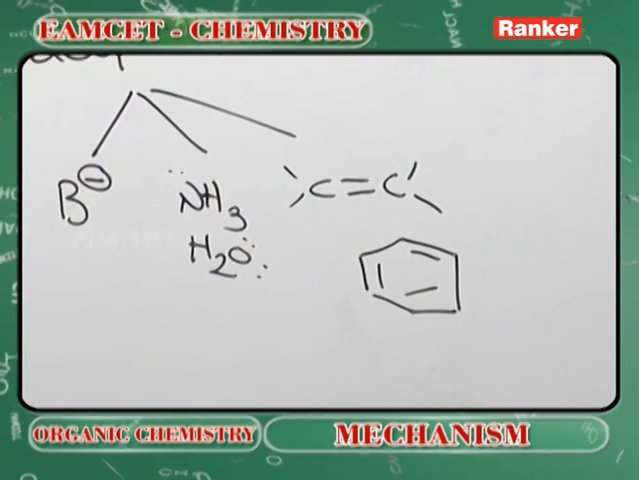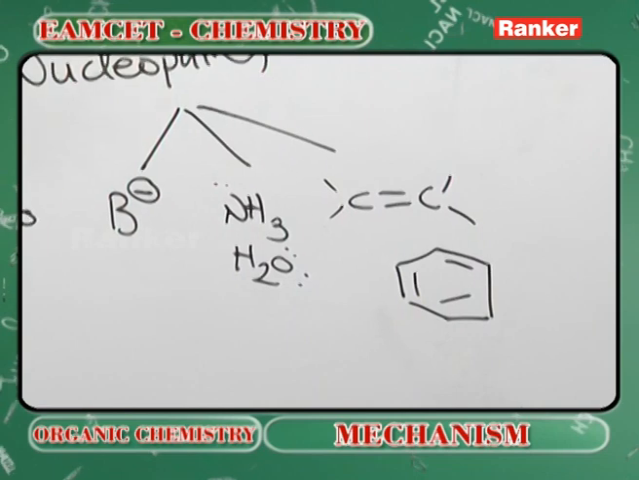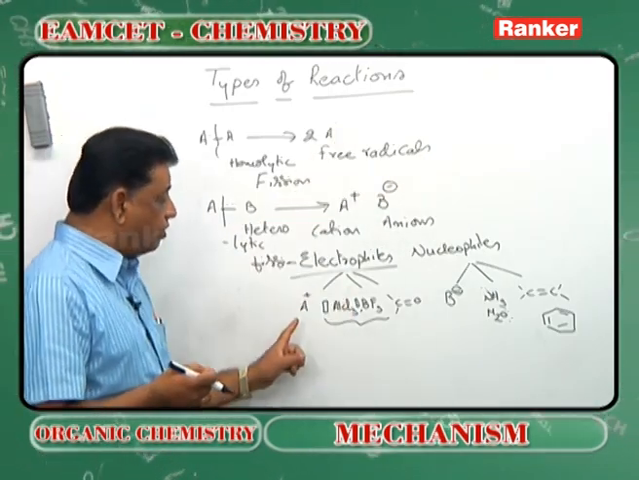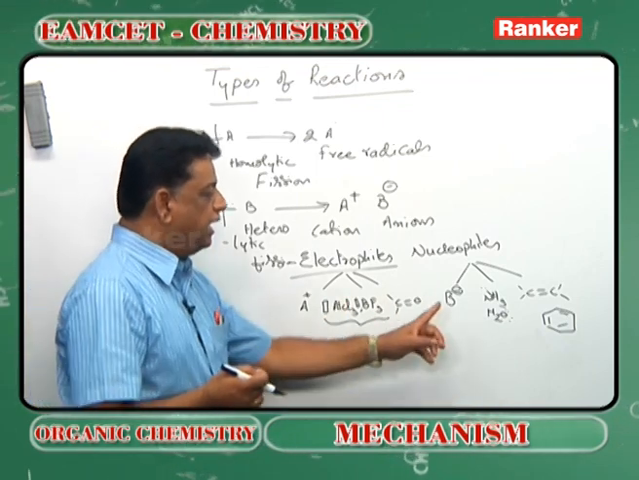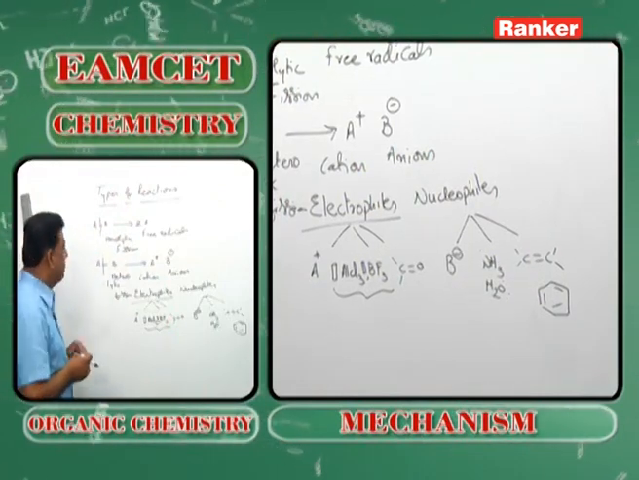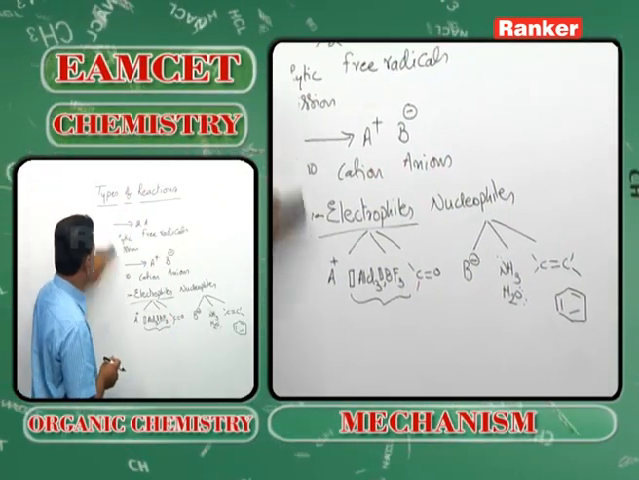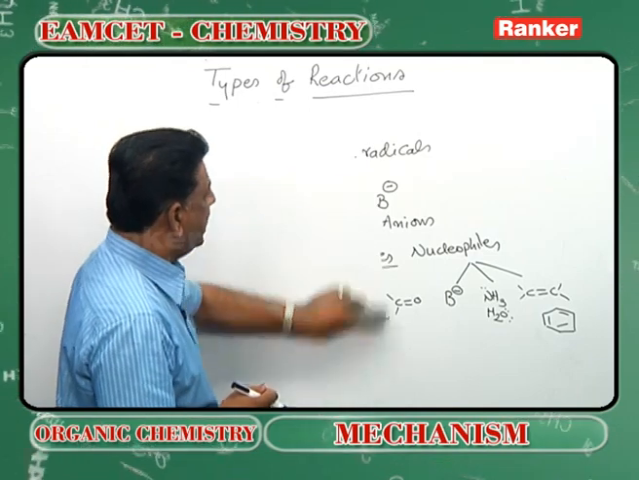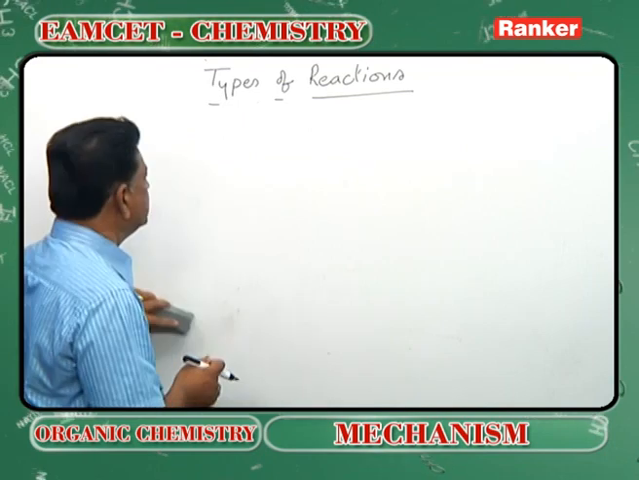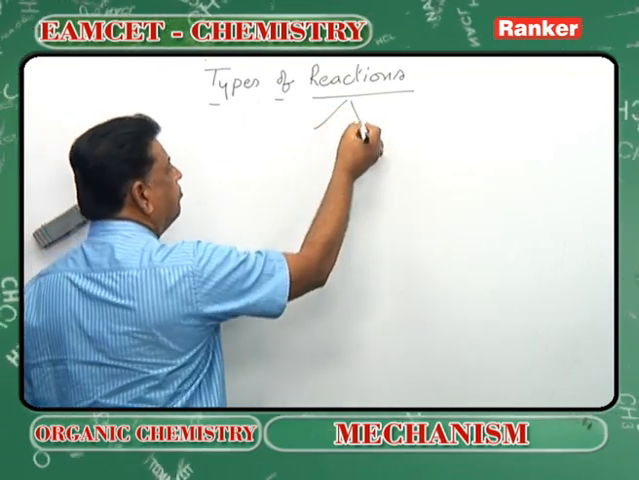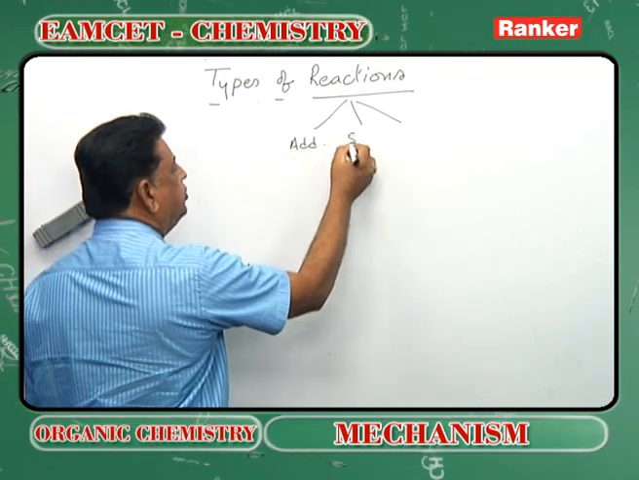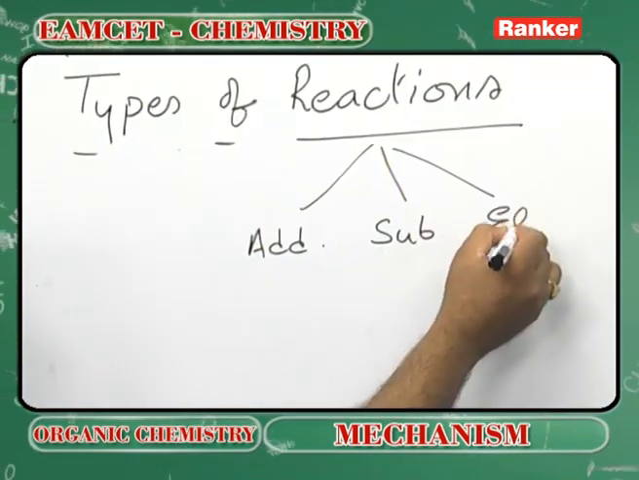So there are three types of attacking species. Free radicals have one unpaired electron. Electrophiles are electron-deficient species. Electron-excess species are called nucleophiles. These are the three types of attacking species. Now, basically, the reactions which involve these attacking species can again be of three types: addition reaction, substitution reaction, and elimination reaction.